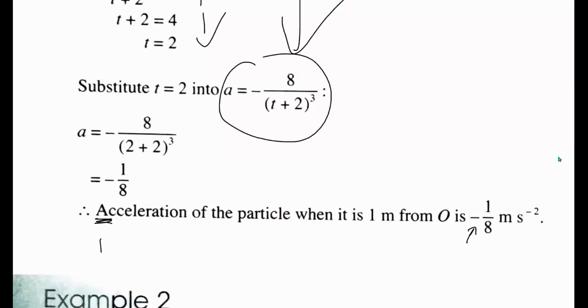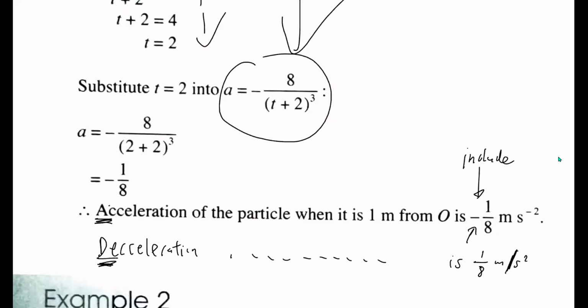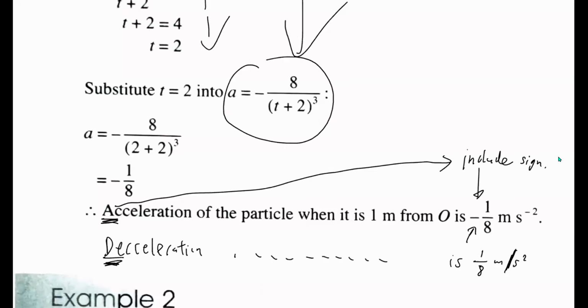Deceleration is 1/8 meters per second squared. If you don't want to use the negative sign, you have to use the correct English phrase. Otherwise, the easier way is just always say acceleration, but include the sign. Acceleration, then you include the sign. Is that okay? The sign matters, plus and minus, because there's a meaning to it. Slowing down is deceleration, negative sign. Speeding up is positive sign, and you say acceleration.